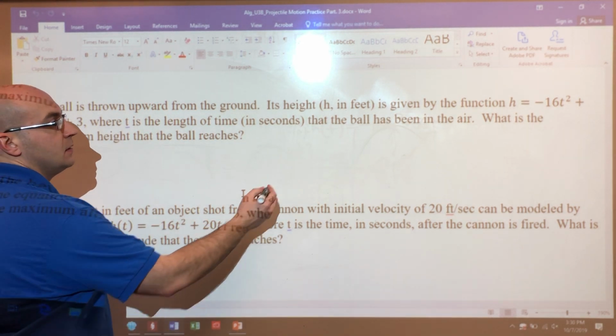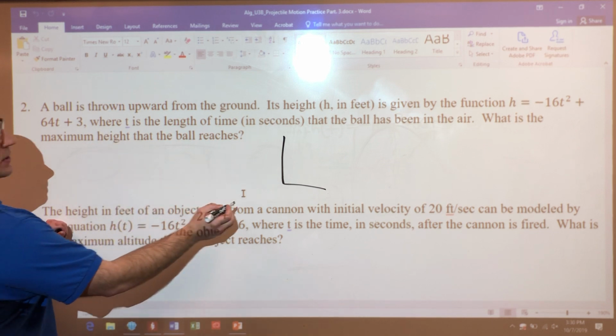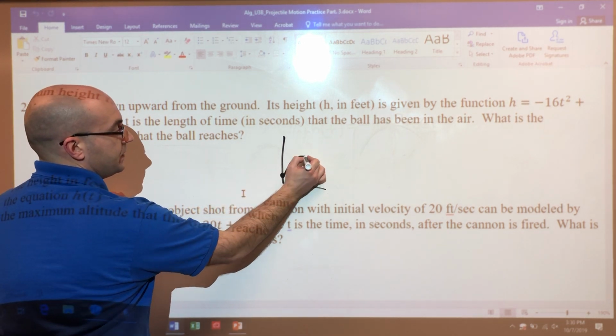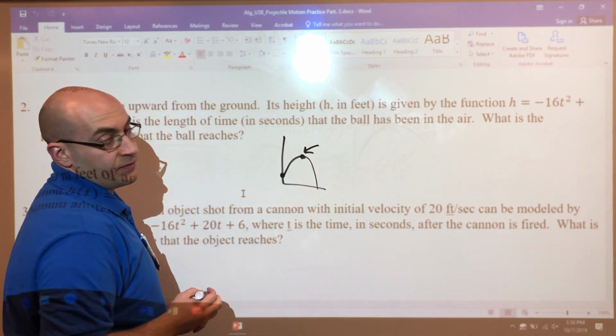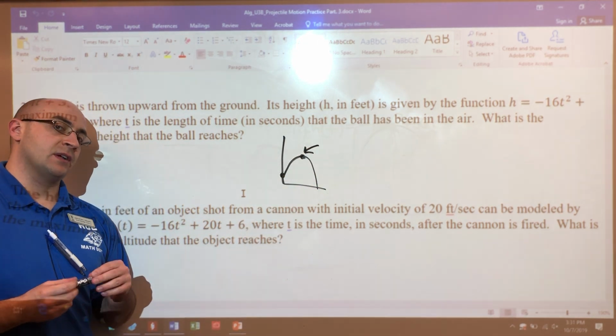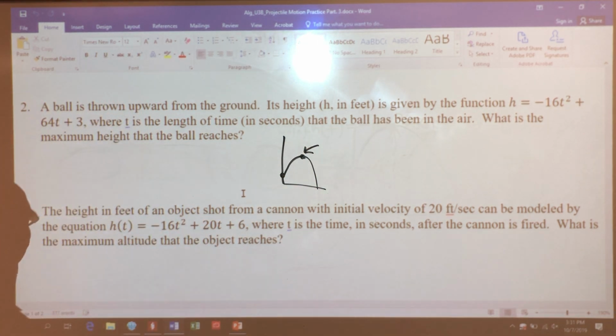So again, this one has a height of 3, so it's going to be off of the x-axis a little bit. What is the max height? I'm looking for that point right there, which is the vertex, but I'm looking for the y value of the vertex because I want to know the what. Okay. So if you've paused me and gotten that correct, you should have gotten 67 feet.